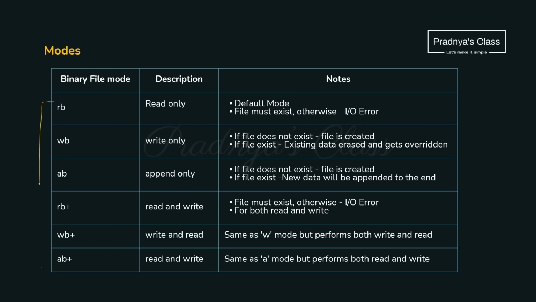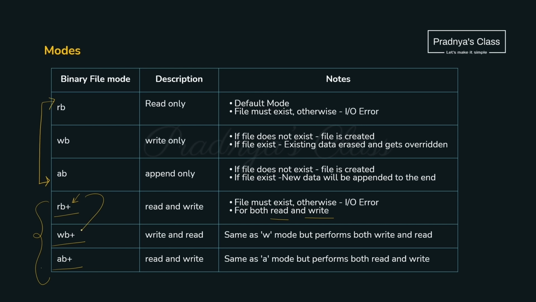We are familiar with the working of these three modes. But what about the remaining three? These are RB plus, WB plus and AB plus. Here RB means it is a read mode. The file will open in the read mode, and the plus sign indicates that it will provide write operation too. It means for both read and write we can open the file at the same time.